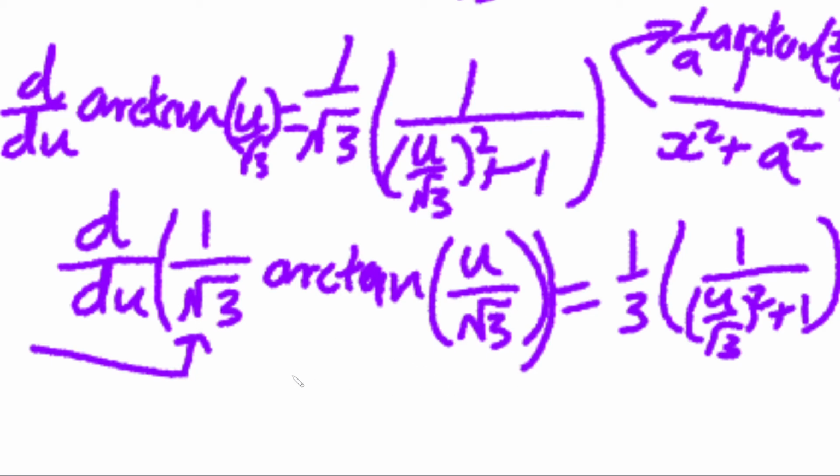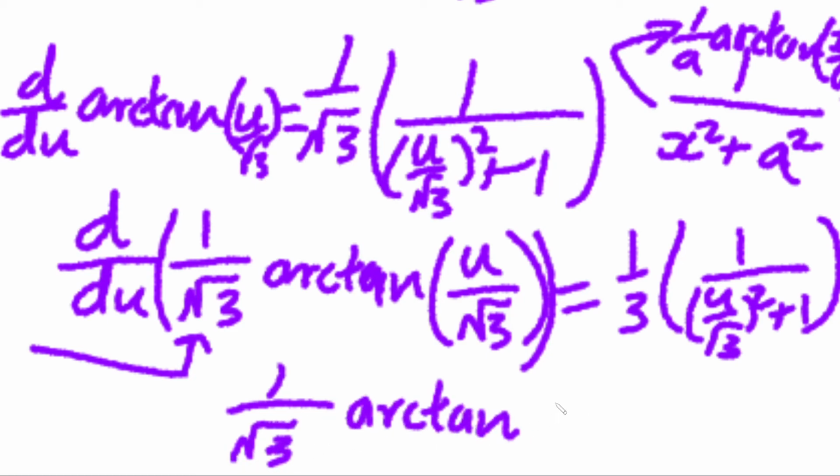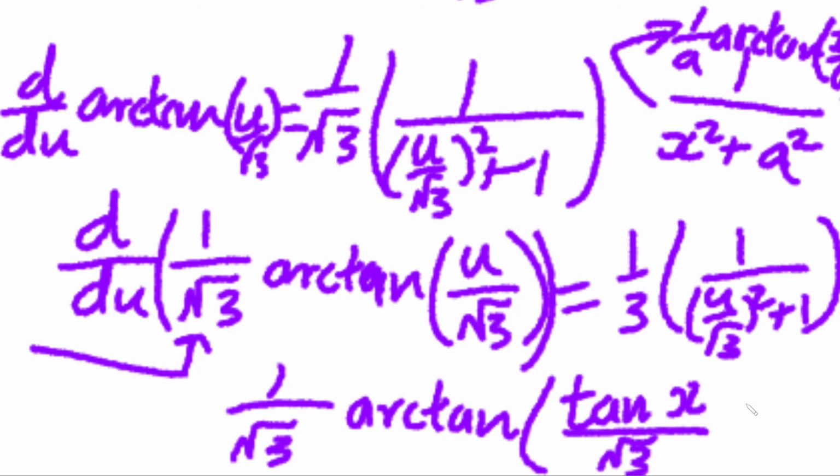The integral of the whole thing must be 1 over root 3 arctan u over root 3. And of course, using the substitution u equals tan x, this becomes 1 over root 3 arctan of tan x over root 3, plus c.